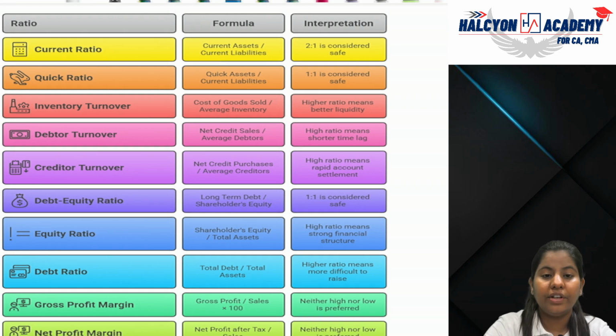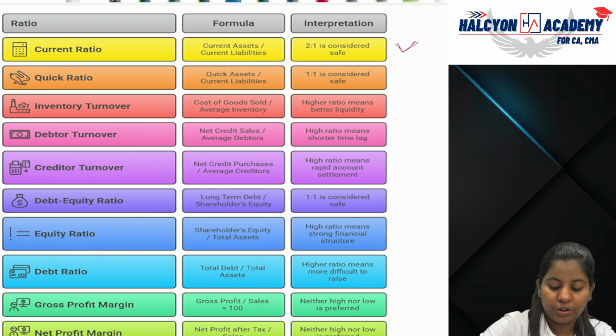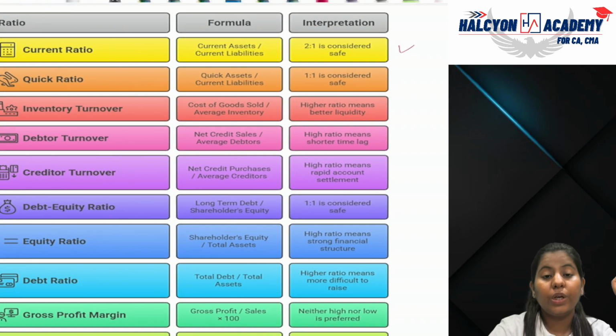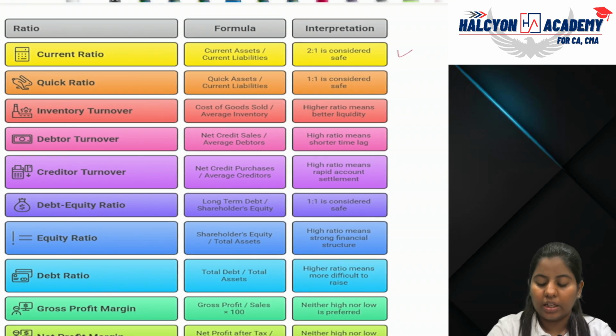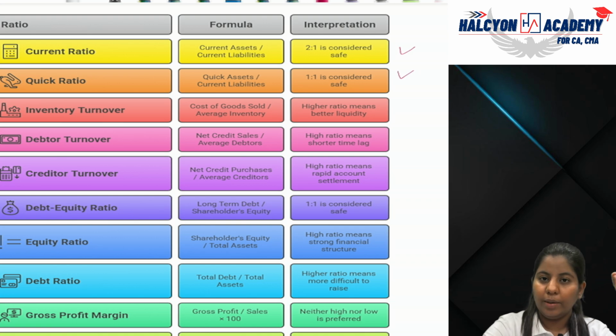The first one is current ratio. It talks about current assets and current liabilities. So this is a liquidity ratio. It shows the liquidity position. Then quick ratio. It also involves quick assets and current liabilities. I will tell you the meaning in detail. Don't worry about that. First, we are classifying. It is also a liquidity ratio. Anything related to current assets and current liabilities always comes under liquidity ratio.